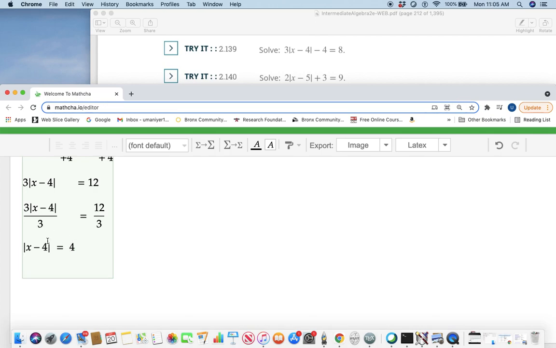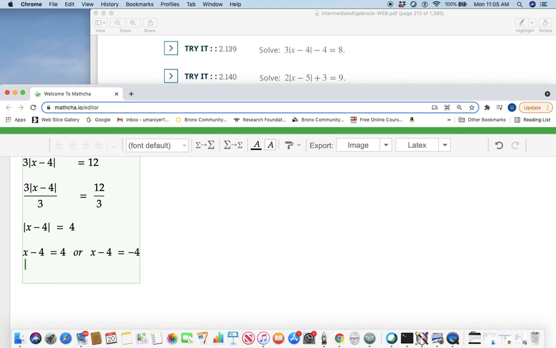Notice this is a positive number. Absolute value is a positive number. It means the expression inside is 4 or the expression inside is negative 4. Add 4 to both sides. This tells me x equals 8. On the other hand, this particular equation, if I add 4 to both sides, what do we get? x equals negative 4 plus 4 is a 0. So now it's time to check. We have two proposed solutions.